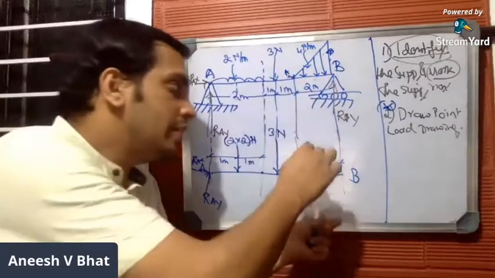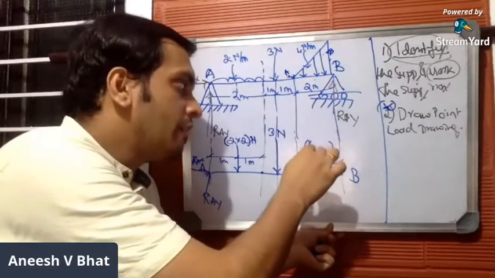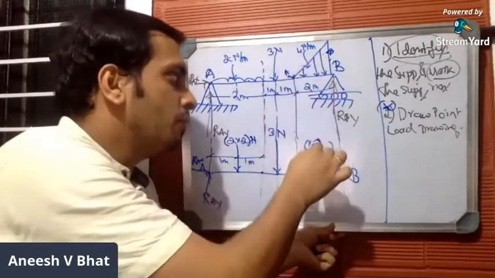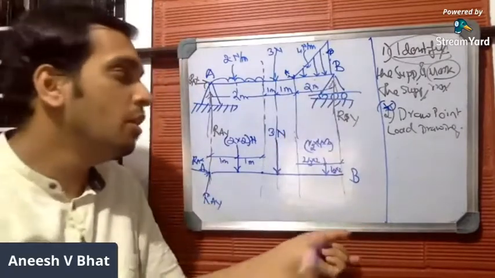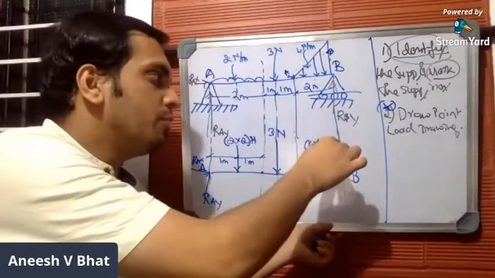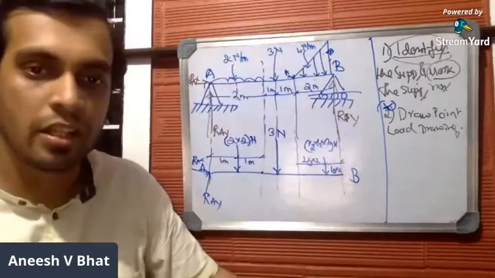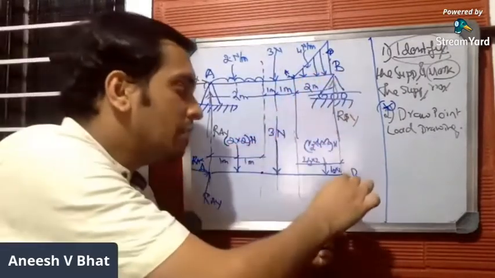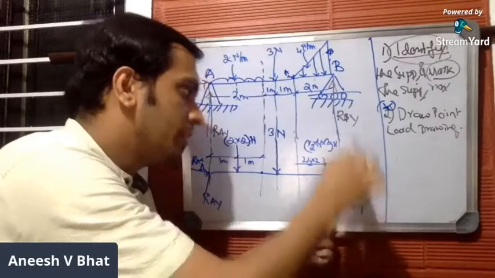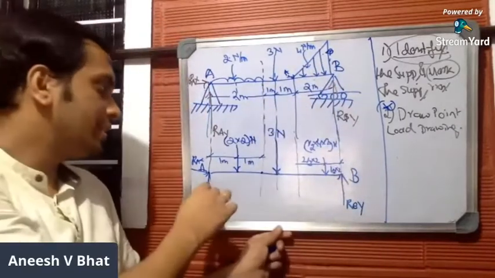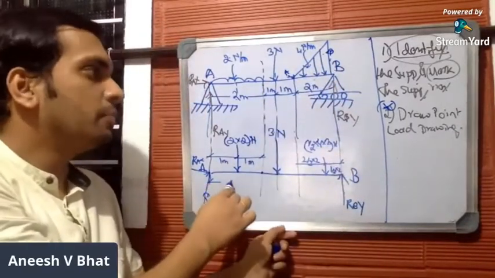Got it. Now its magnitude will be half into W, which is 4, into 2. Half into 4 into 2. 2 and 2 get cancelled. It will be 4 newtons. Done. Now coming to B, you have RBY. So this is the drawing. This is the point load drawing.